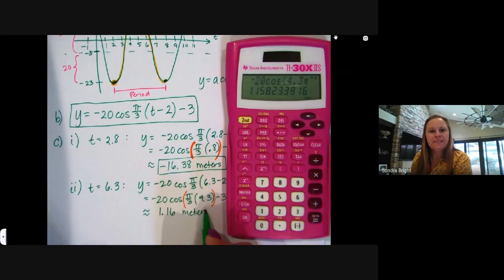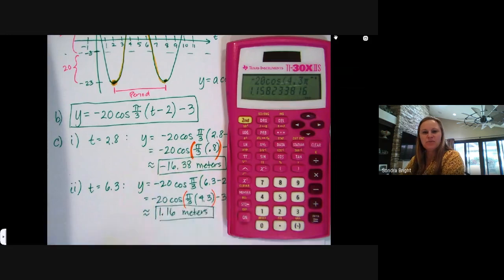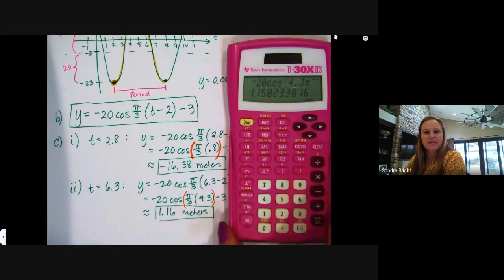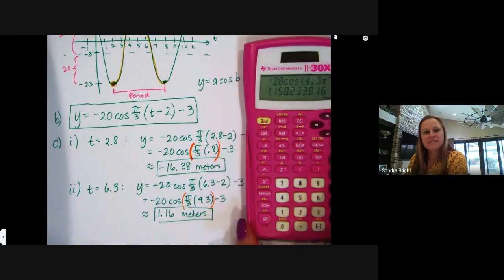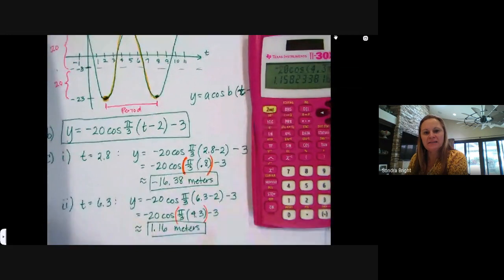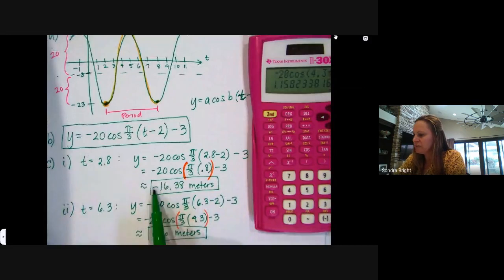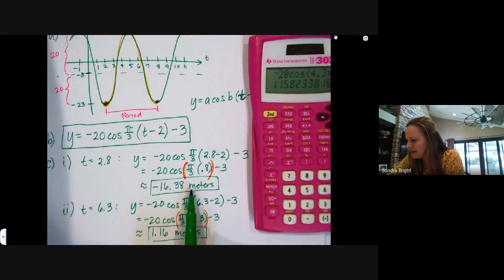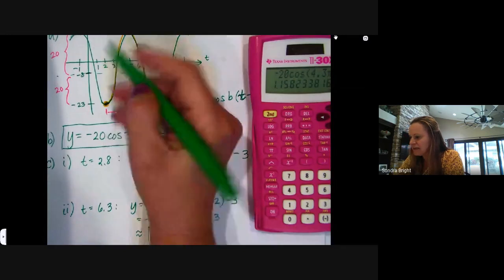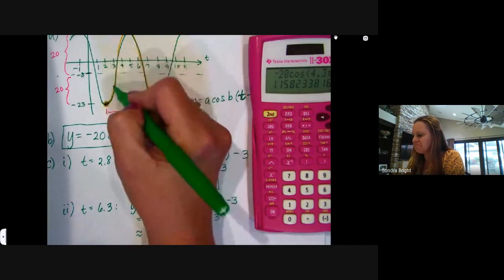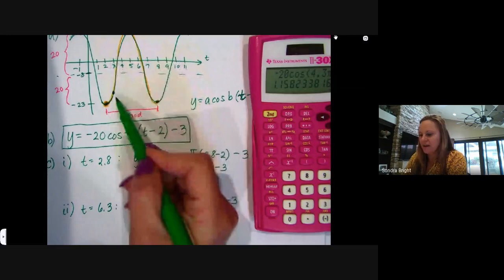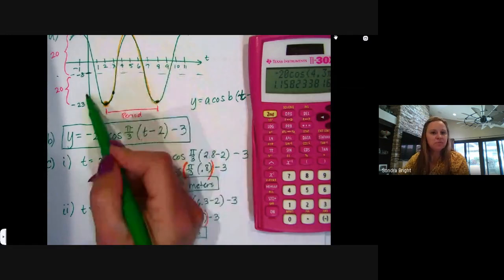Let's stop for a minute and compare these numbers to our graph before I do the last one. Does it make sense? Yeah. This is saying when t is 2.8, I've got negative 16.38. So 2.8 would be almost 3. So down here, does that look like about negative 16? Sure. Why not? If that's negative 3 and that's negative 23, it's a reasonable answer.